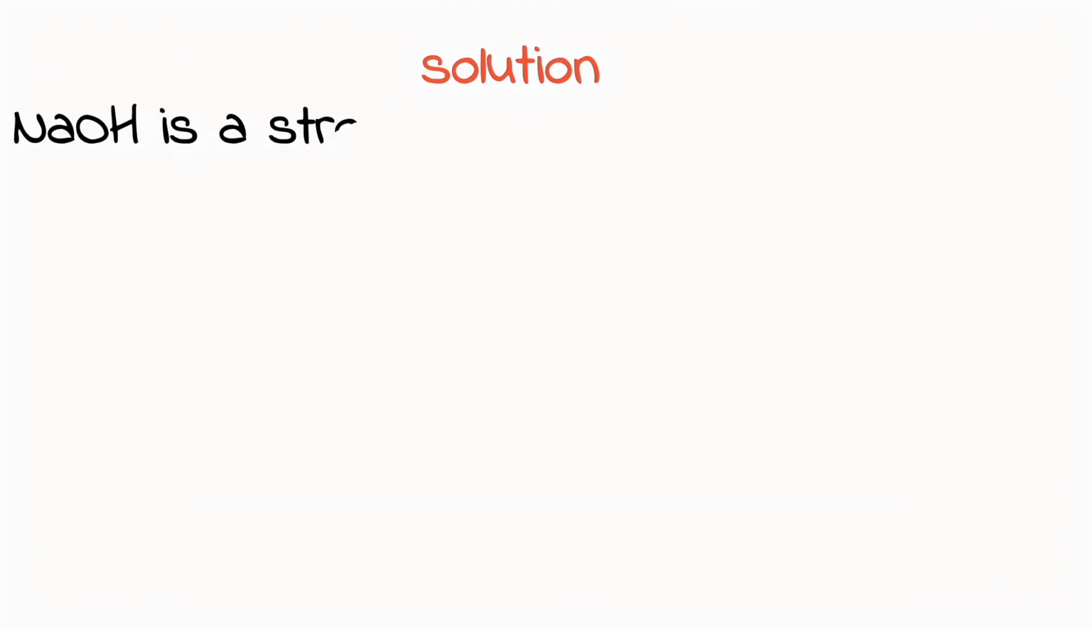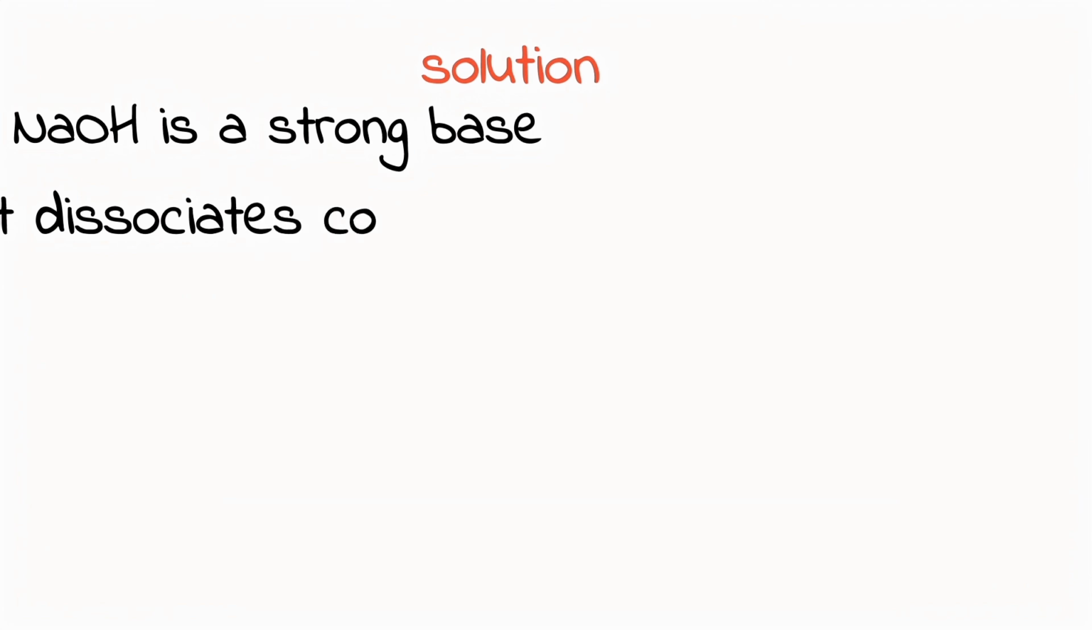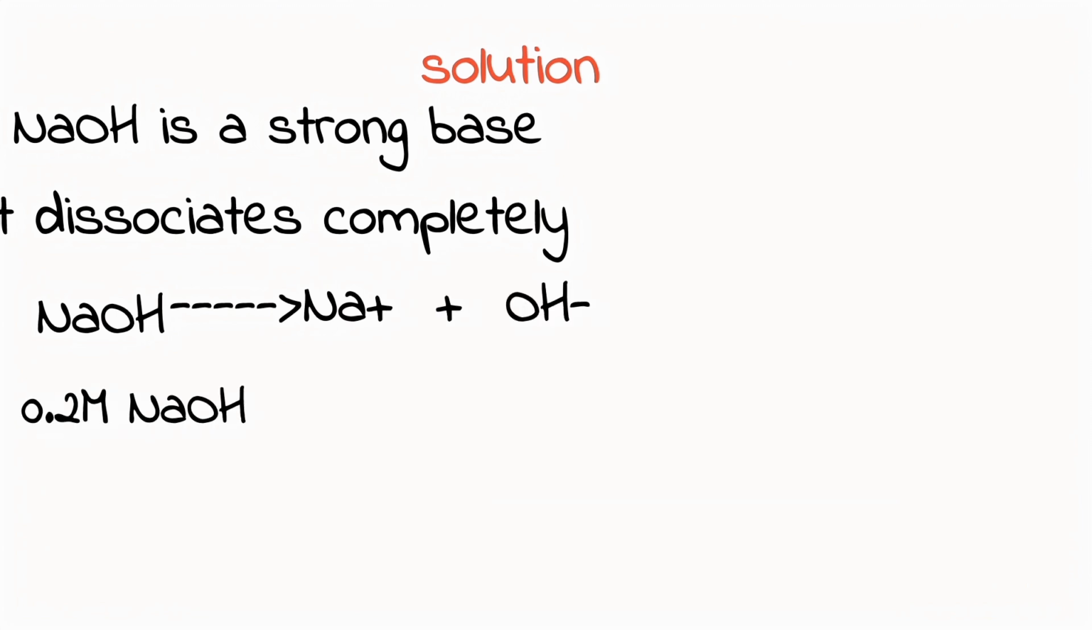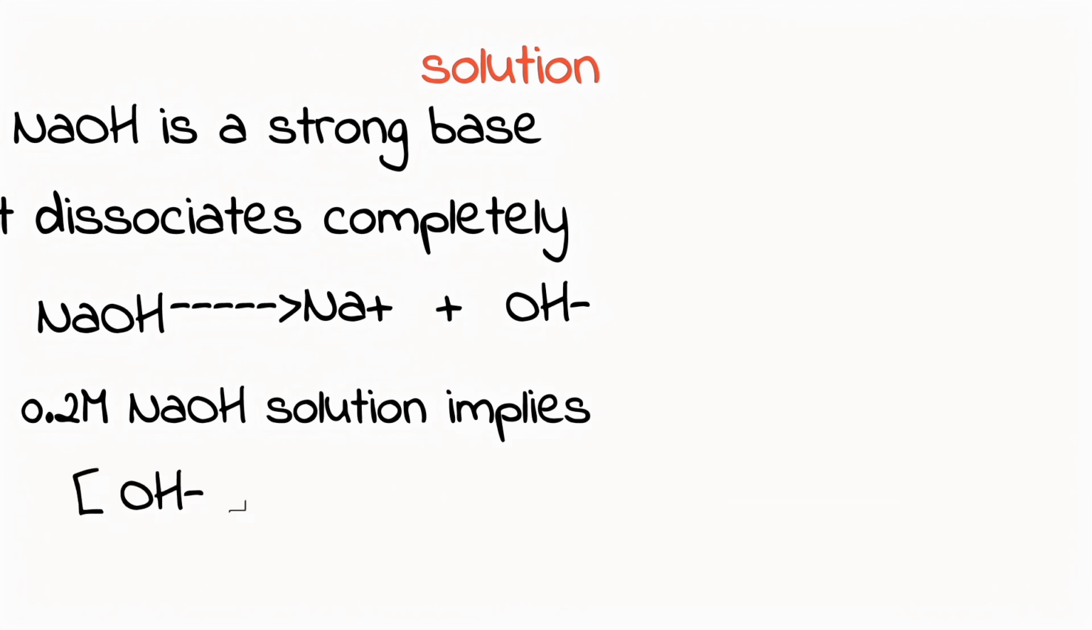Sodium hydroxide is a strong base, meaning it dissociates or ionizes completely in water according to the equation given. Sodium hydroxide ionizes to give sodium plus OH minus. 0.2 molar sodium hydroxide solution implies the concentration of OH minus ions in solution is 0.2 molar.